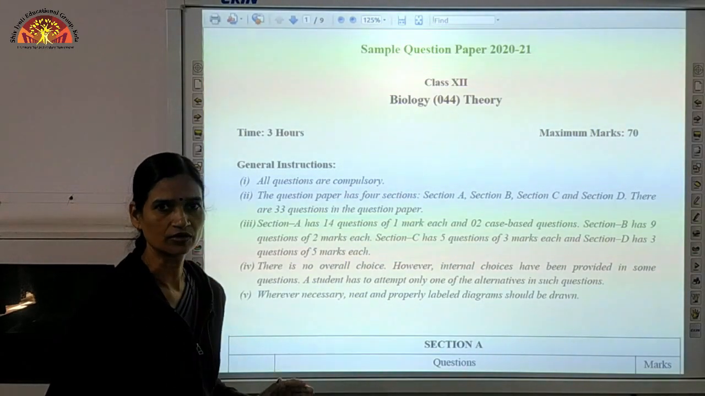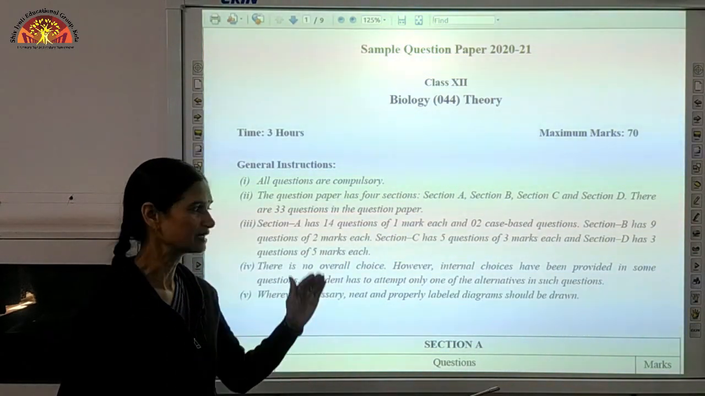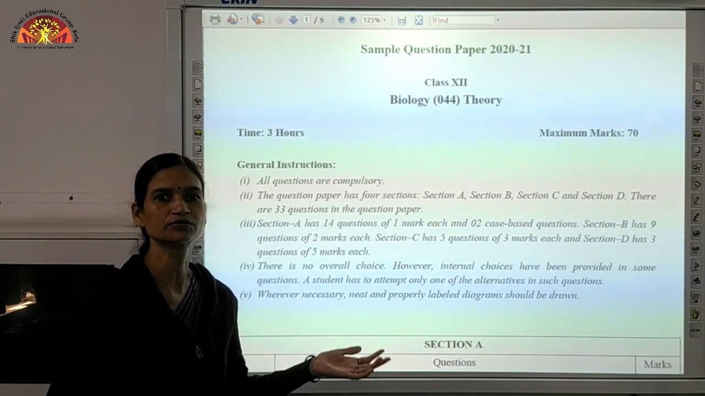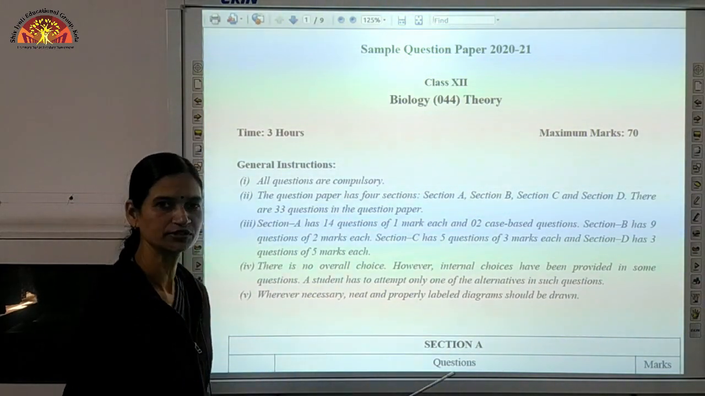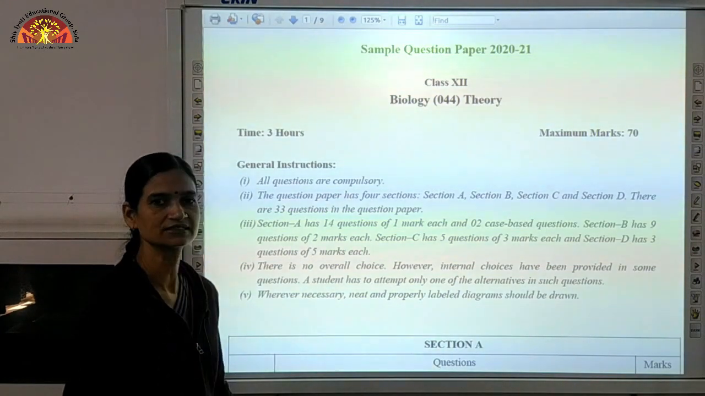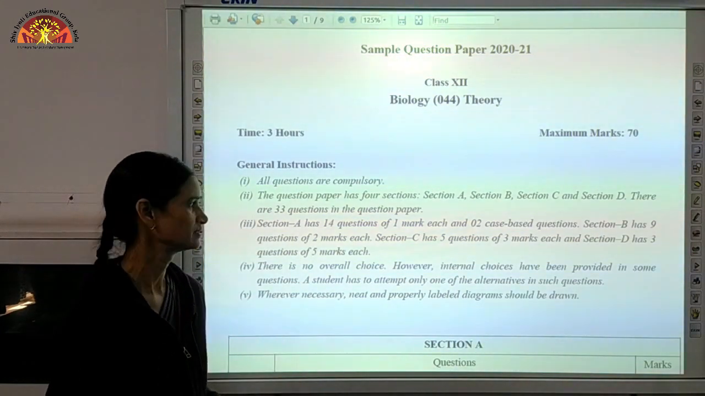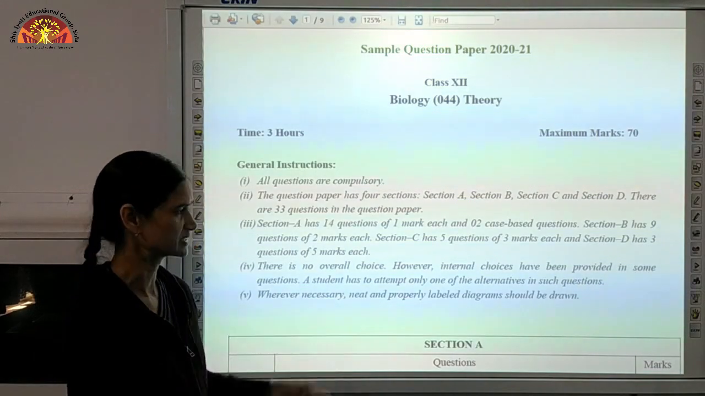Now there is no overall choice. What does overall choice mean? It is not that out of 33 you have to do 30. Such a pattern is not there, it never happens. So overall choice is not there. Only the choices are given in between the questions, okay? That you will come to know when we see the paper.